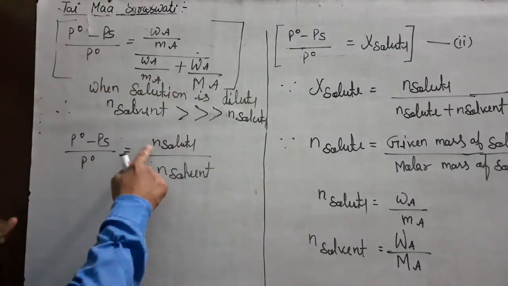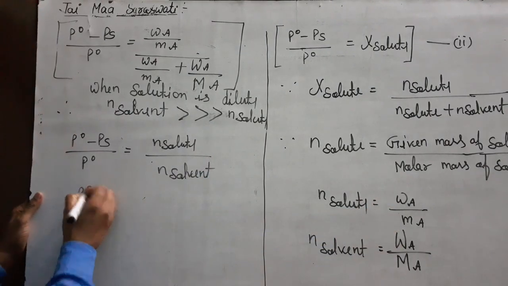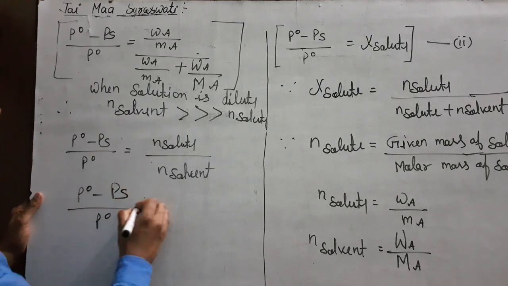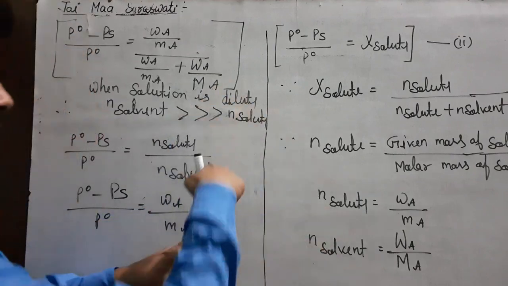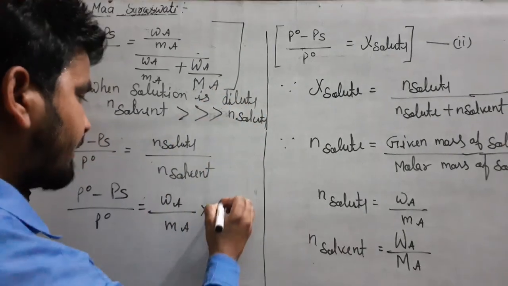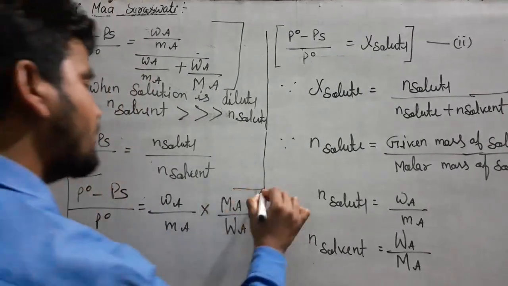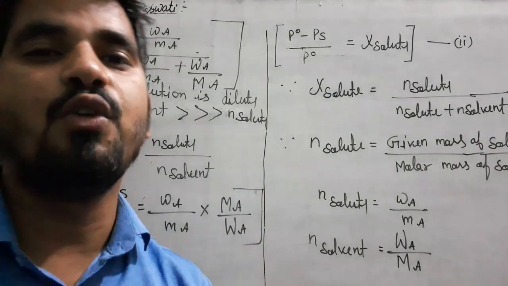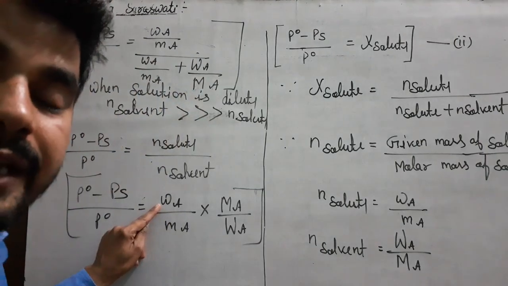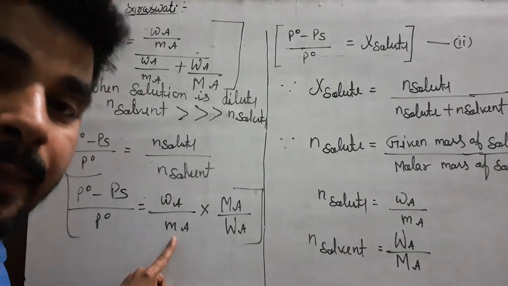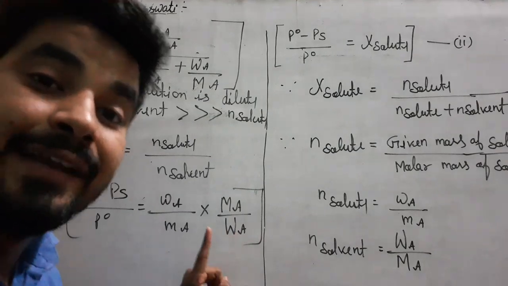So in place of n solute and n solvent, we take the values again. P naught minus Ps upon P naught is equal to small w a upon small m a, and after reversing, into capital M A upon capital W A. This is the final relation. Now relative lowering in vapor pressure is completely over. Small w a is the given mass of solute, small m a the molar mass of solute, capital M A the molar mass of solvent, capital W A the given mass of solvent.